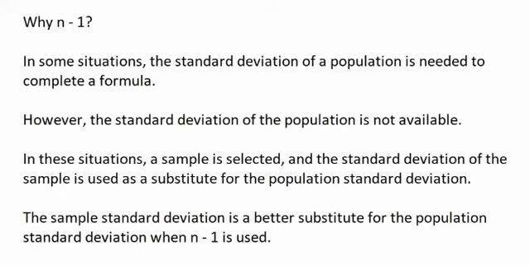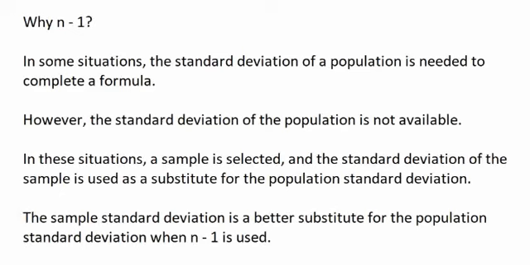And it turns out that if you use n-1 to calculate your sample standard deviation, it tends to be a more accurate substitute for the population standard deviation. If you don't use n-1, it tends to be a less accurate substitute for the unknown population standard deviation. So you're just trying to make a better substitute for the unknown number that you need. And that's really all there is to it. And we'll be getting into some of these situations later in our class.